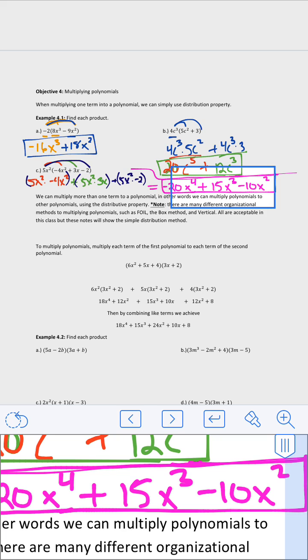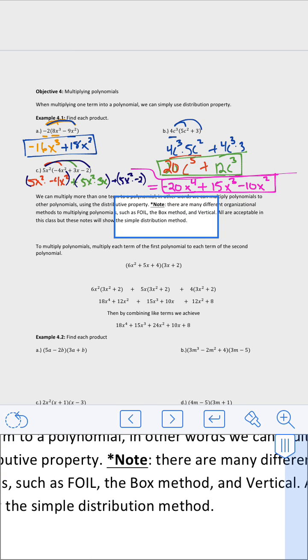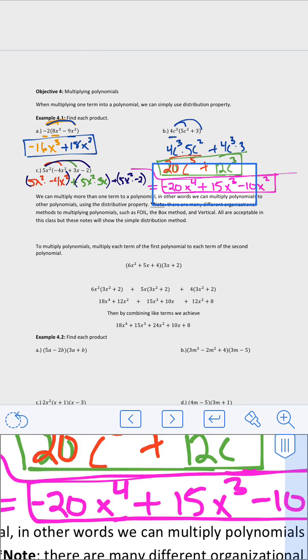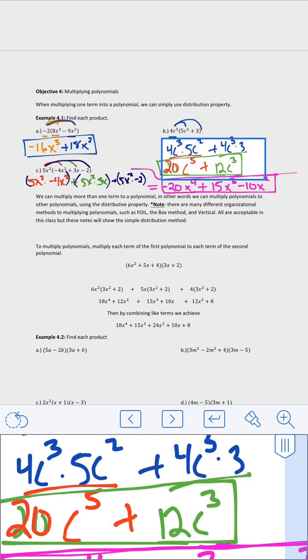Okay. The next thing we're going to talk about is multiplying slightly bigger things. But here's the thing. It is all the same as what we just did. It is exactly the same. It is not different. It's just the distribution property over and over and over again.